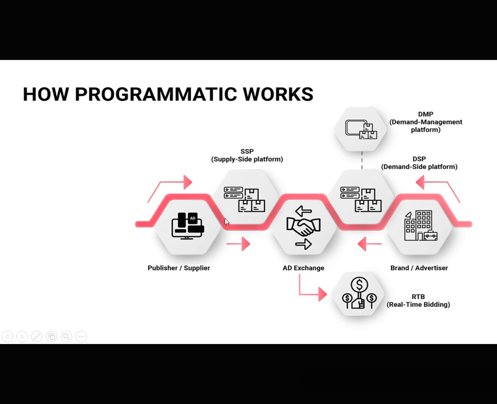The inventory which is made available for everyone happens through the SSP, which connects with the ad exchange. The ad exchange in turn does real time bidding or open auction to get the highest bid available from the advertisers who want to advertise on the publisher's ad inventory, and whoever bids the highest, their ad runs. This is the brand and advertiser.